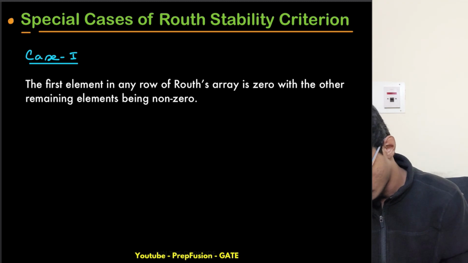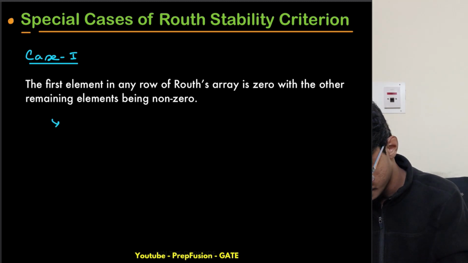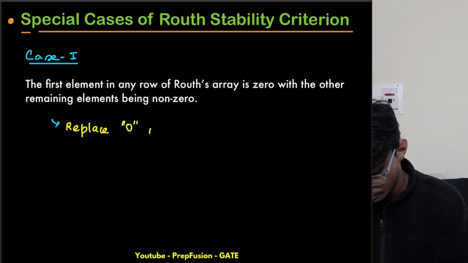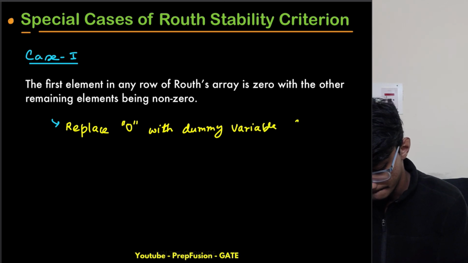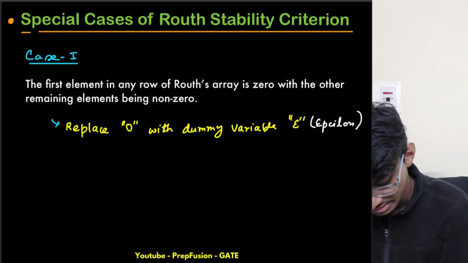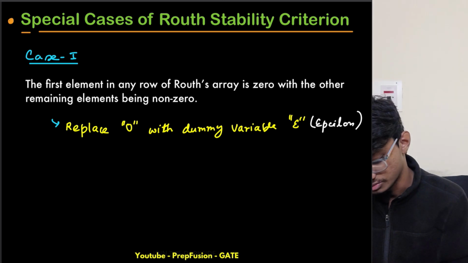So we will replace zero with a dummy variable, epsilon. Okay, this is known as the Greek letter epsilon. Excuse my spelling if it is wrong.